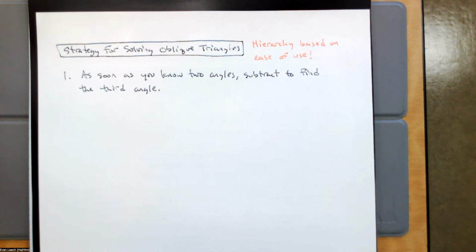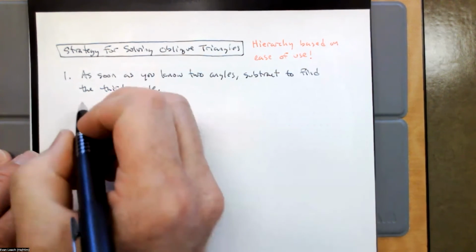If I've given you two angles, you're a subtraction away from knowing all the angles and having an abundance of information. One level up from this is the law of sines. Use the law of sines if you have a set of opposite information: A and alpha, B and beta, C and gamma.